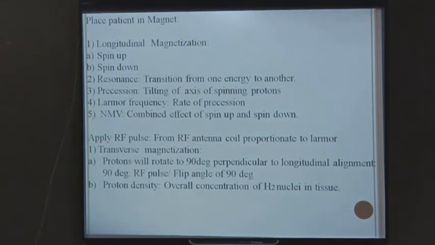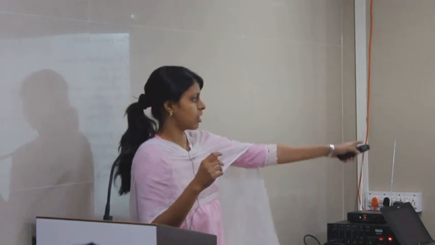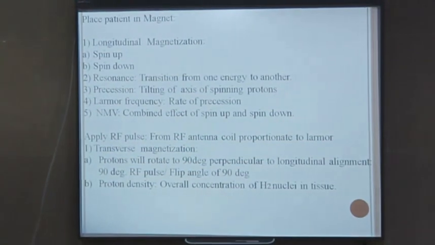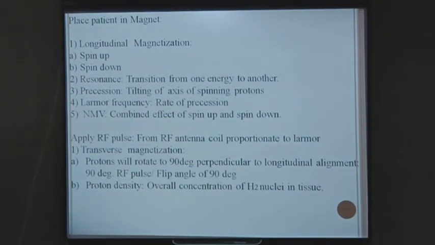Okay, now it is gone like this. Now it is in the longitudinal magnetization. When this, it's in the transverse magnetization. When this happens, the overall concentration of the hydrogen atoms in that particular area will be calculated. That is called proton density. The computer will calculate the overall concentration of hydrogen nuclei in the tissue when it is going in the transverse magnetization.